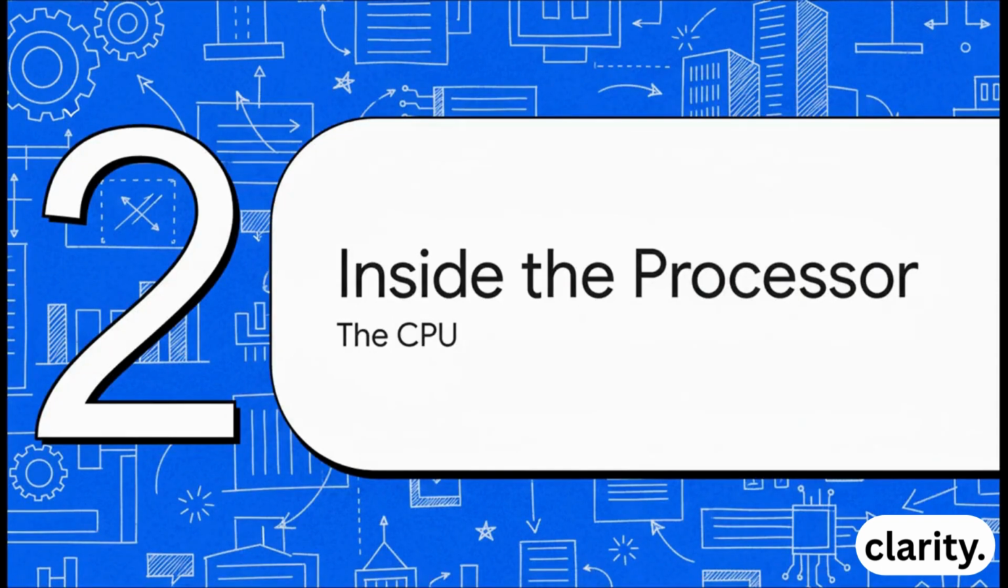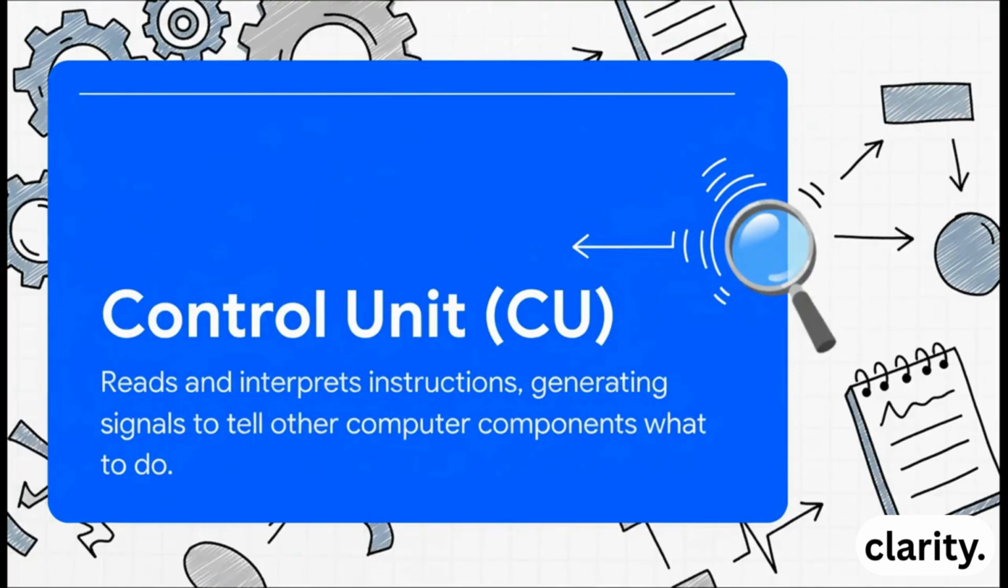Okay, with our blueprint in hand, let's start building our most important component, the brain itself. The central processing unit, or the CPU. You can think of it like a company headquarters, with a few really important departments that have to work together perfectly. So first up, we have the head office, the control unit, or CU for short. This is the manager of the entire operation.